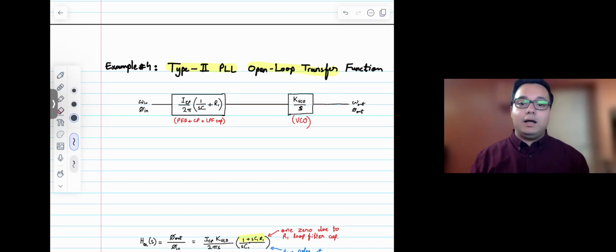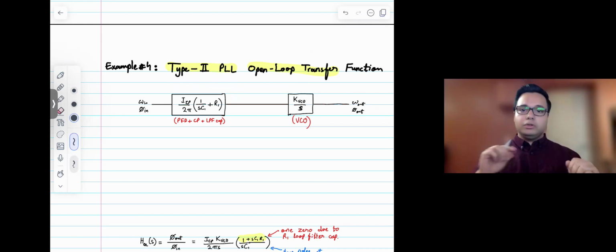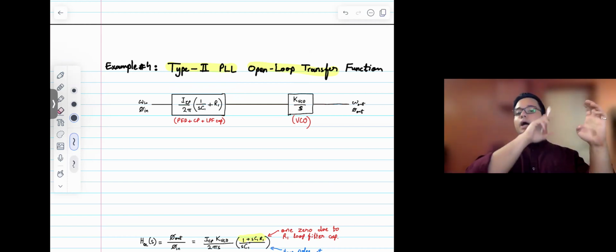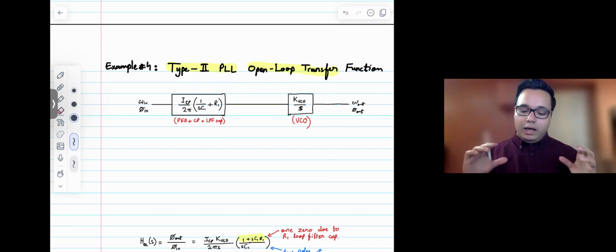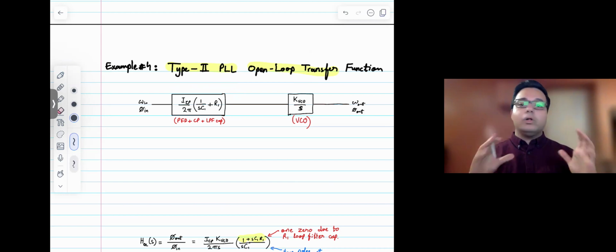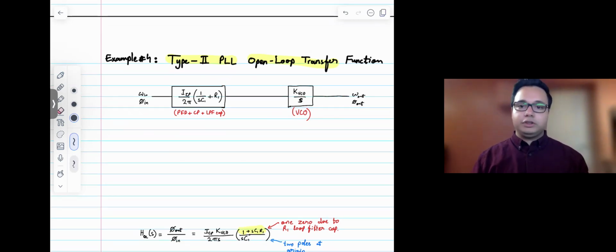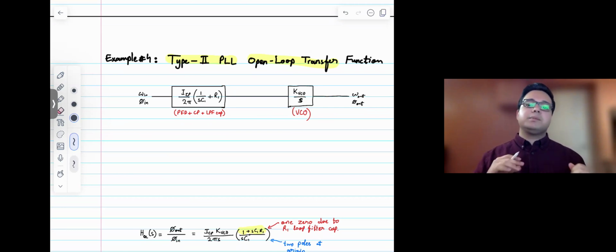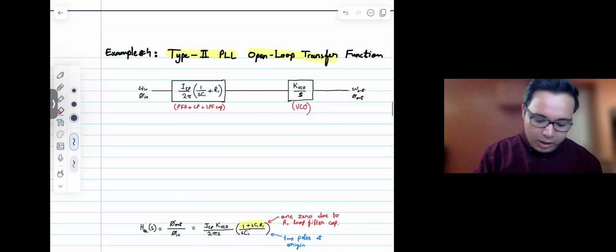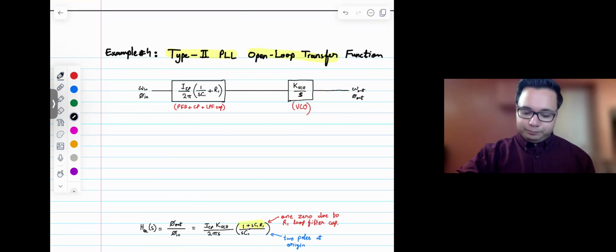Notice that this is an open loop transfer function, not a closed loop. So we don't see a divider or a feedback network in this example. But just like we derive the open loop transfer function here, you could apply the same principles and derive the closed loop transfer function of a type 2 PLL. All right, so let's look at the type 2 PLL derivation.